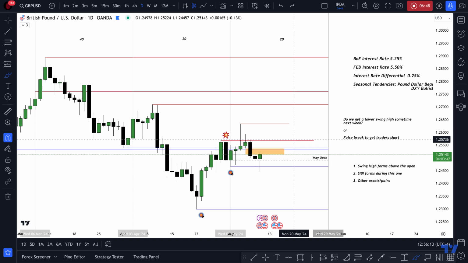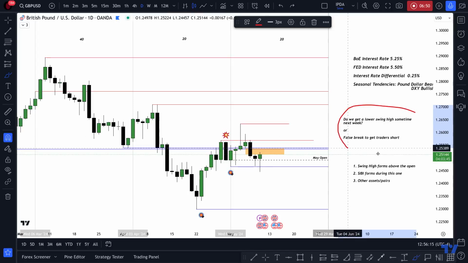Hopefully you found this insightful. Let's see if one of these two narratives comes true. I want to lean towards a lower swing high and price going lower. If not, we get caught in a false break and price goes up and we readjust.